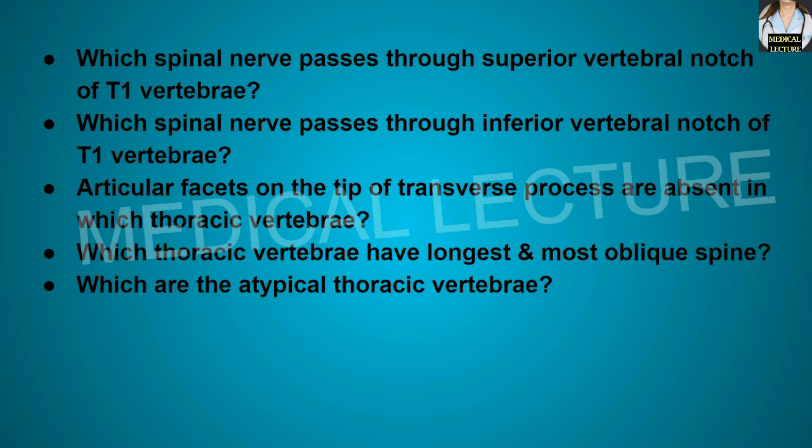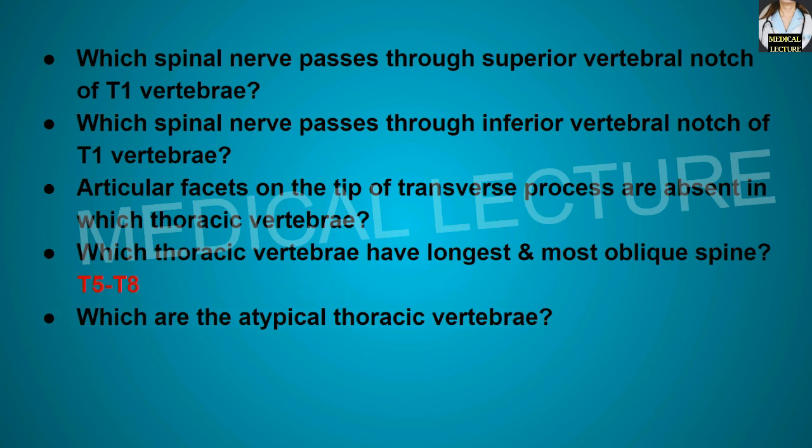Which spinal nerve passes through the superior vertebral notch of the T1 vertebra? C8. Which spinal nerve passes through the inferior vertebral notch of the T1 vertebra? T1. Articular facets on the tip of the transverse process are absent in which thoracic vertebra? T11 and T12 vertebra. Which thoracic vertebra has the longest and most oblique spine? T5 to T8 thoracic vertebra have the longest and most oblique spine.